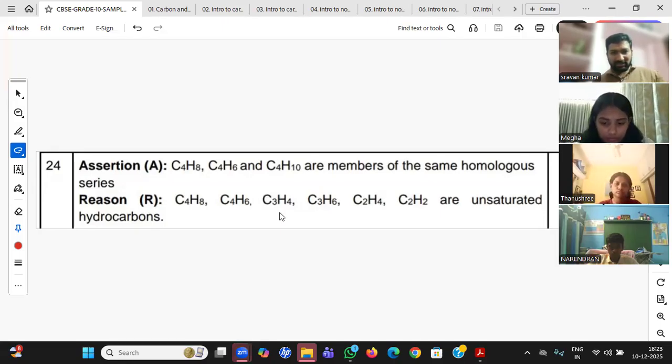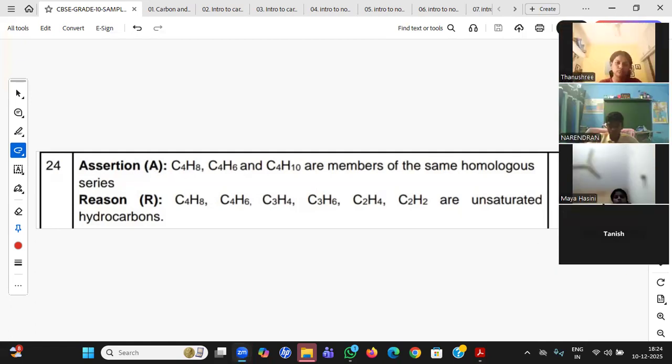Right answer, Tanish. Yes, Tanish, why is the assertion false, student? Sir, because in a homologous series, members differ by CH2. Very good. Okay, so what is a homologous series, student?